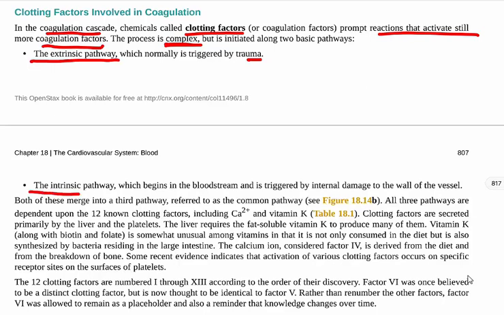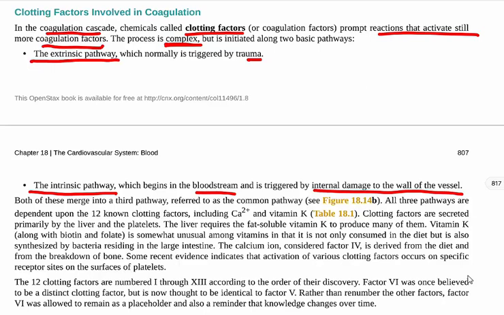And then the second is the intrinsic pathway, which begins in the bloodstream. So this is triggered by internal damage to the walls of the vessels. So extrinsic is outside of the blood vessels, and intrinsic is due to damage to the actual blood vessels, the inside of the blood vessels. And this can be, for example, like the cut that went through the blood vessel.